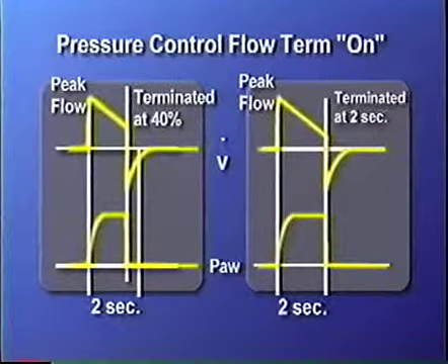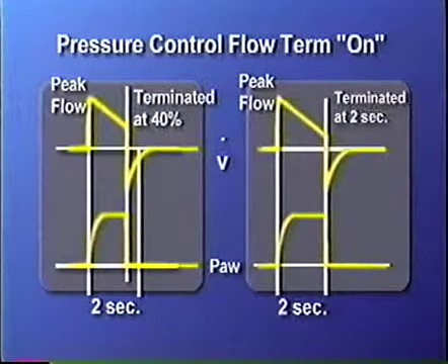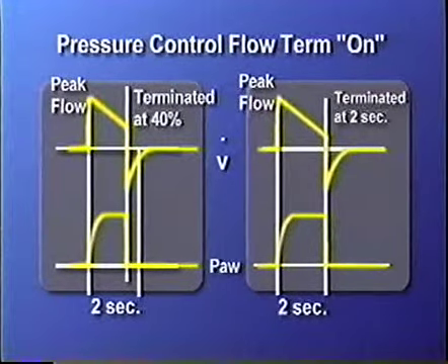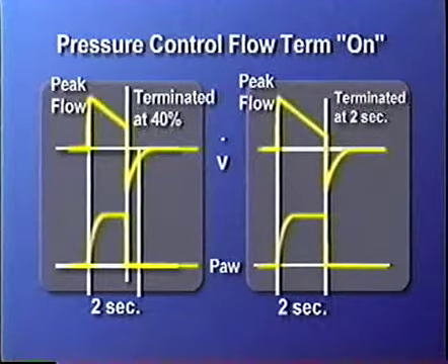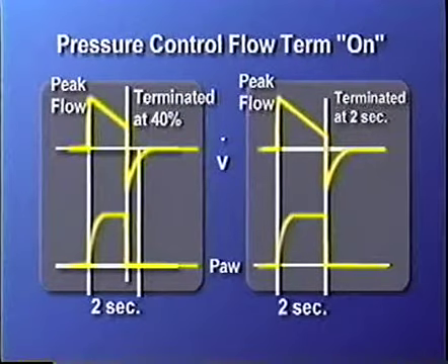The diagram on the left shows the pressure control flow termination on and the variable flow termination set to 40%. In the example, the breath cycles at 40% of the peak inspiratory flow because the inspiratory flow rate dropped to 40% of the peak flow before the inspiratory time of 2.0 seconds was elapsed.